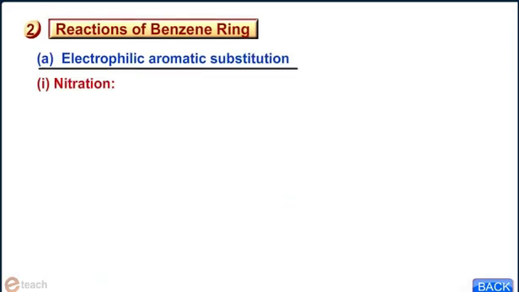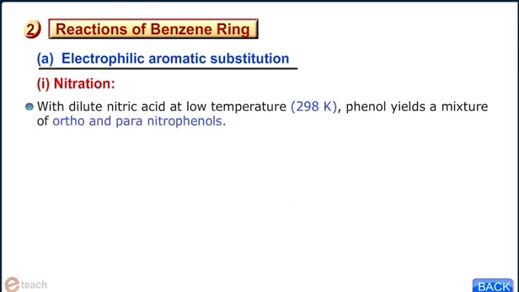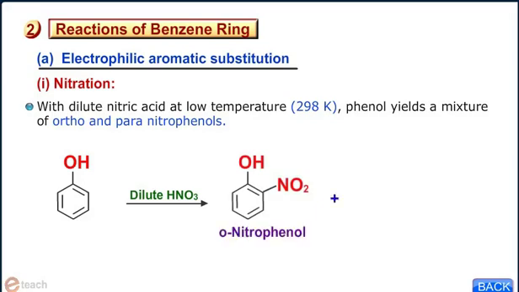Nitration reaction. With dilute nitric acid at low temperature, that is 298 Kelvin, phenol yields a mixture of ortho and para nitrophenols. Consider the reaction C6H5OH in presence of dilute HNO3 gives orthonitrophenol and paranitrophenol.